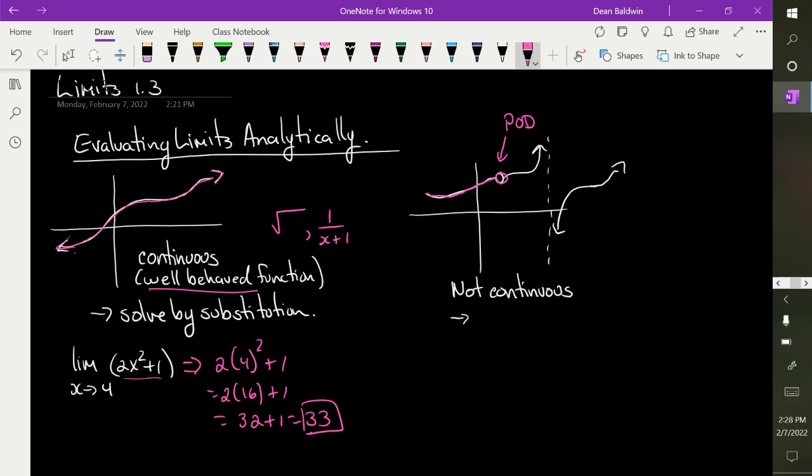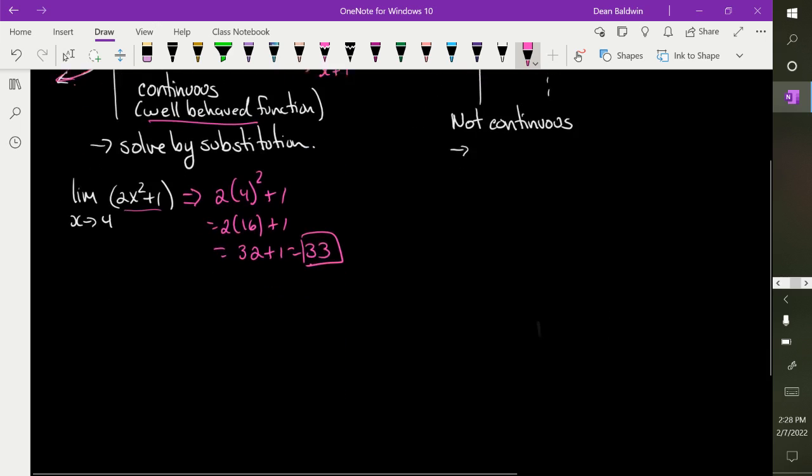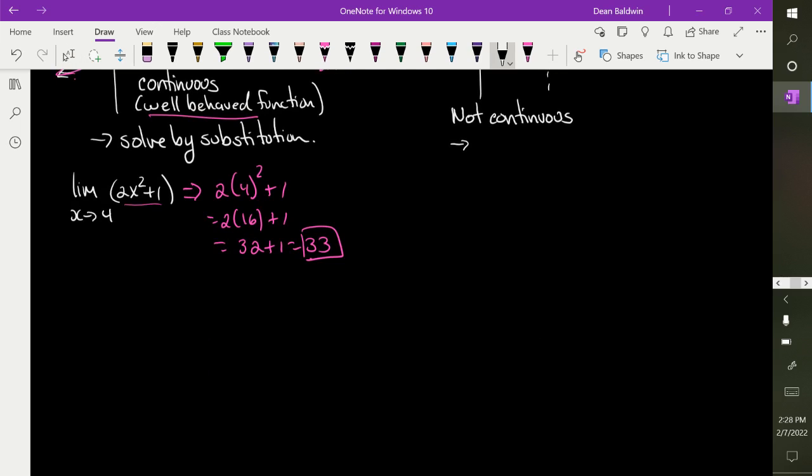We're not too concerned about the graphs right now. We're going to look at how you solve these functions analytically, i.e. using algebra to get the limit, okay? So there's a variety of techniques. There's 3 basic ones we're going to learn today. So let's look at our first example.